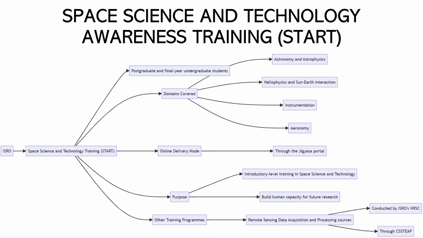This program is accessible online and it allows students to participate from the comfort of their homes. The application process is simple and user-friendly, as students can apply through the Jigyasa portal, making it hassle-free to enroll in the exciting training programs, right? But why did ISRO launch the START program? Well, it has a noble purpose: to provide introductory level training in space science and technology, building a skilled workforce for future space research and exploration. So, that is all that you need to know about the START initiative by ISRO, right?